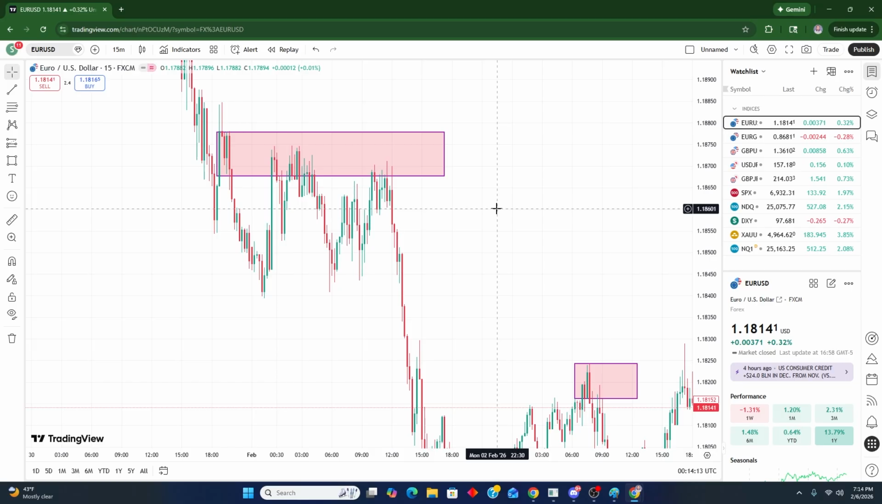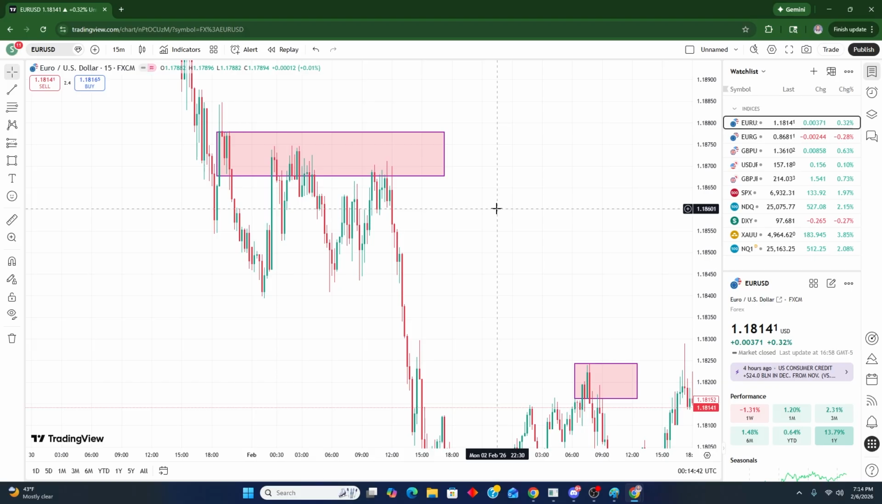Once you understand what market structure is, then knowing how to find supply and demand will become a lot easier. You're seeing a lot more supply setups here because we're in a sell structure on a higher time frame. But if this was a buy structure, you would see a lot more demands.